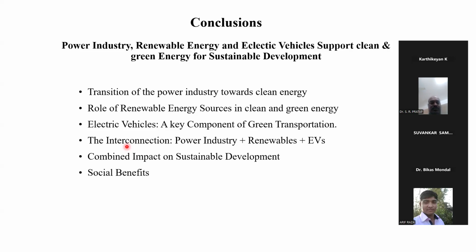EV batteries can help stabilize the grid through vehicle to grid and grid to vehicle operations, storing energy during peak renewable production. This enables better utilization of solar and wind energy. Smart grids enable efficient power management by coordinating renewable generation, EV charging schedules, power distribution and consumption. This reduces wastage, ensures reliability, and supports sustainability.